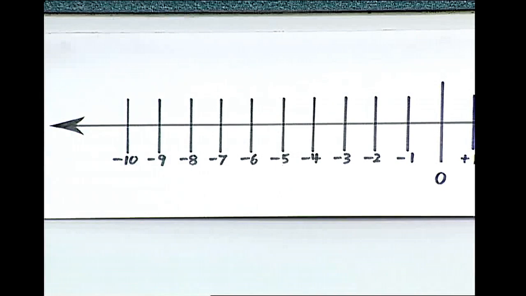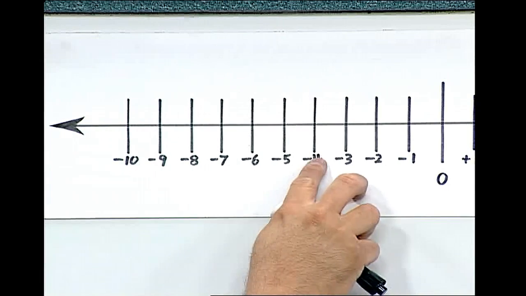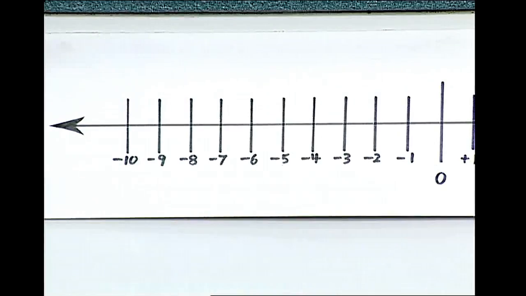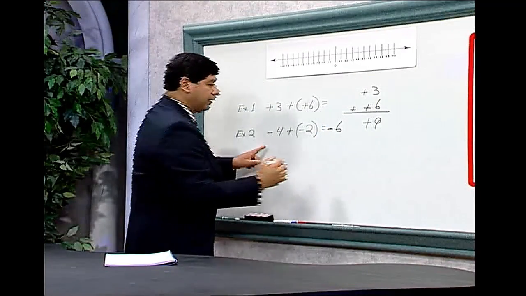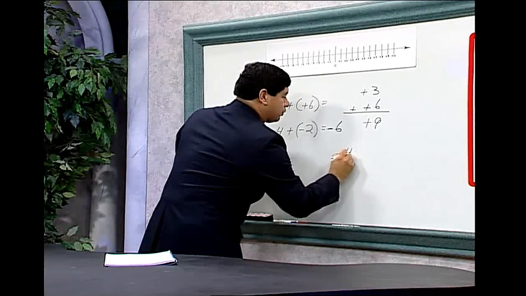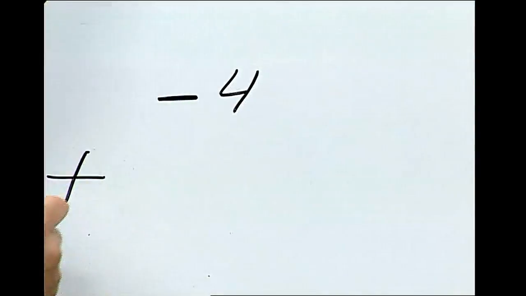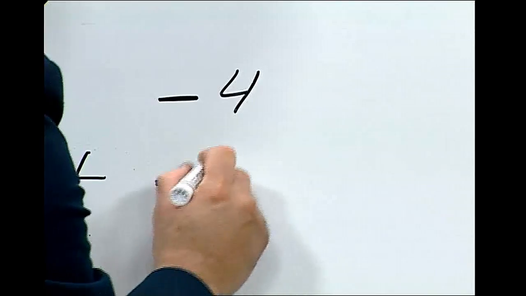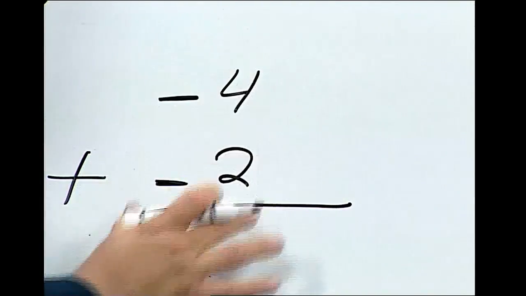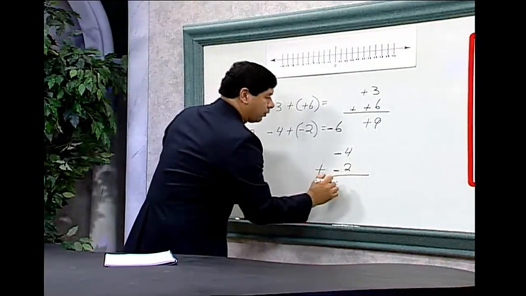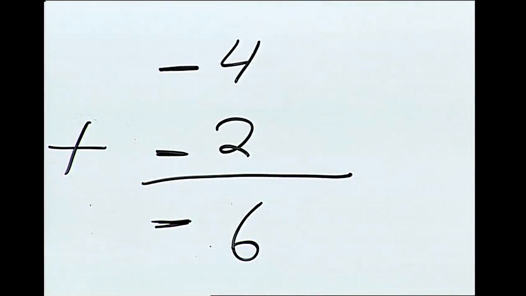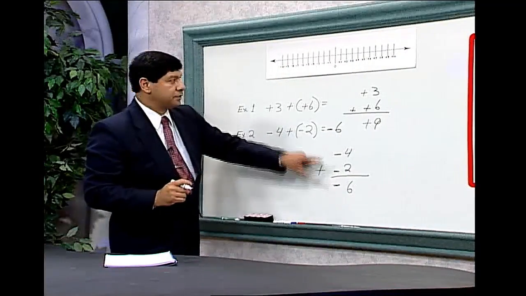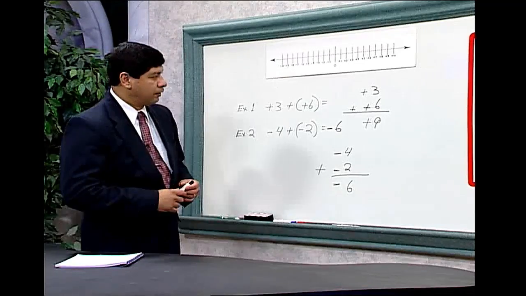This tells us which direction to move. Negative 2 to the left: 1, 2. So we're looking at negative 6. Again, we can rewrite that as a negative 4, and to that we're combining a negative 2. Again, the same signs: 4, 2, 6, negative, negative, negative 6. We've demonstrated this on the number line.